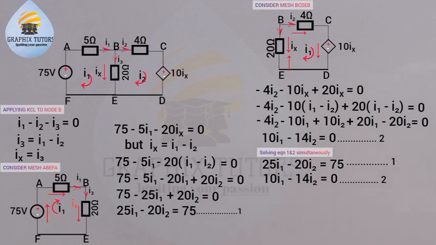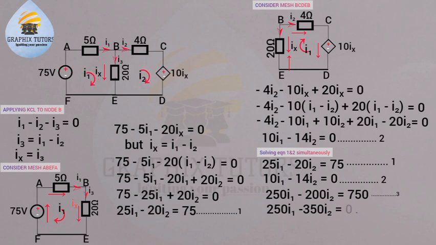Now when you do that, multiplying equation 1 by 10, you'll be having 10 times 25 will give you 250I1. 10 times 20 will give you 200I2. 10 times 75 will give you 750. That will give you my equation 3. Similarly, I'm multiplying equation 2 by 25 now. I'll be having 25 times 10 will give you 250I1. 25 times 14 will give you 350I2. 25 times 0 will give you 0. I'll call that my equation 4.